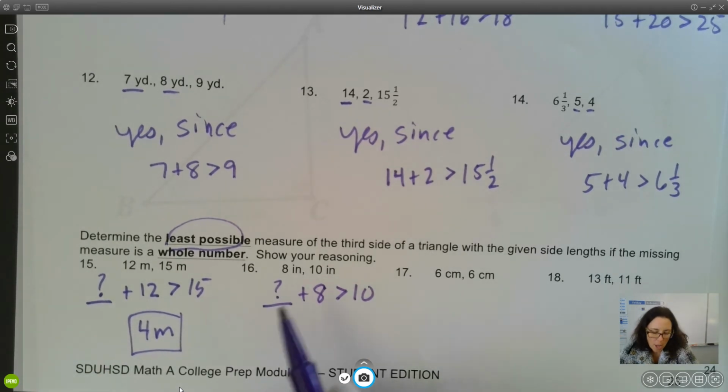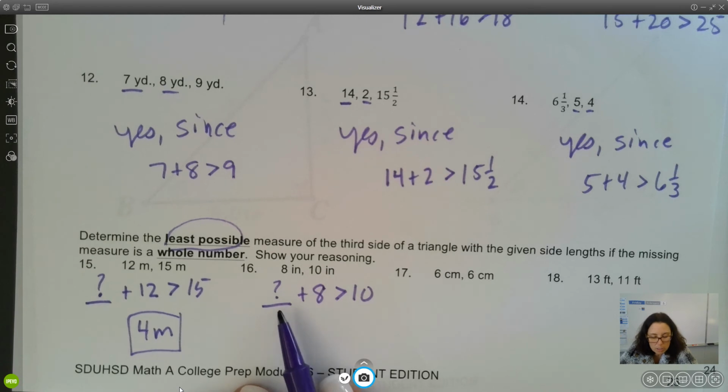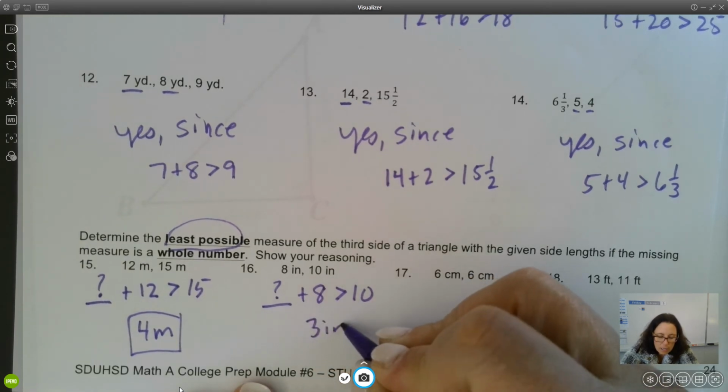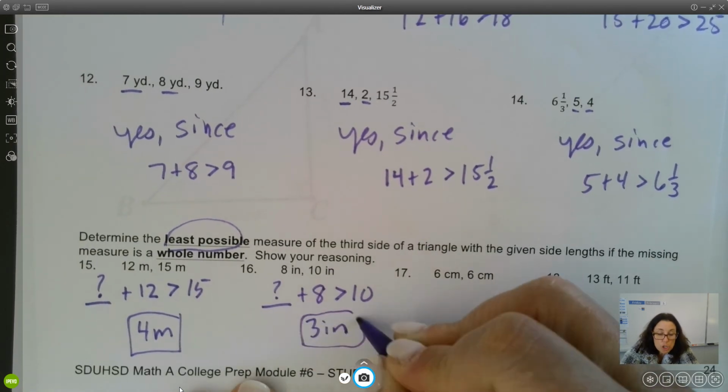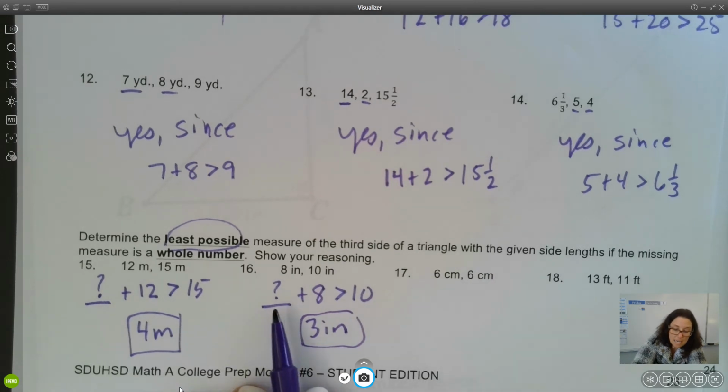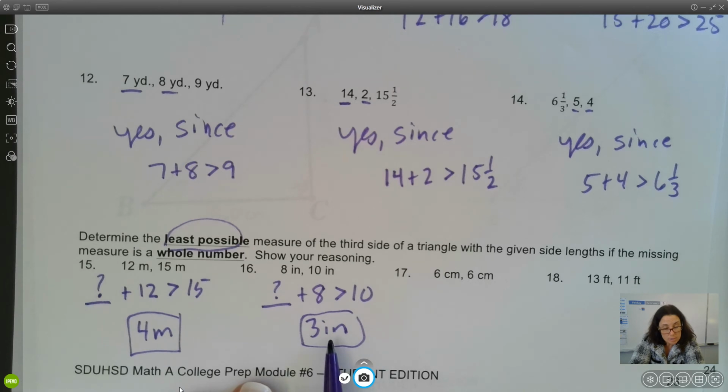Okay, so this guy, we're looking for the smallest plus the middle, has to be greater than 10. Okay, let's think of some possible numbers. 10 would work. 5 works. Ooh, does 2 work? 2 is equal. So we need to go one step larger than that. So 3 inches. 3 inches is the smallest. There are many that we could put in here, but 3 inches is the smallest.